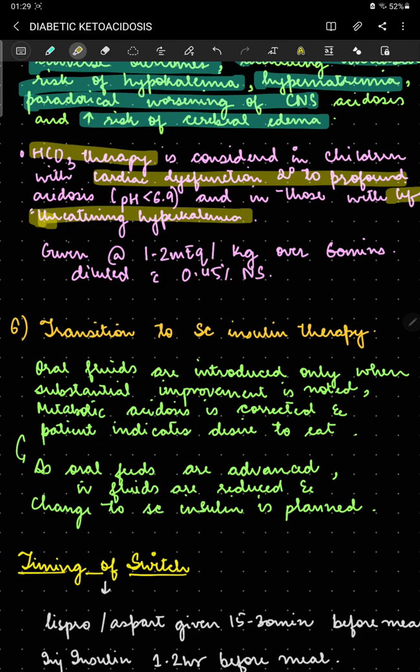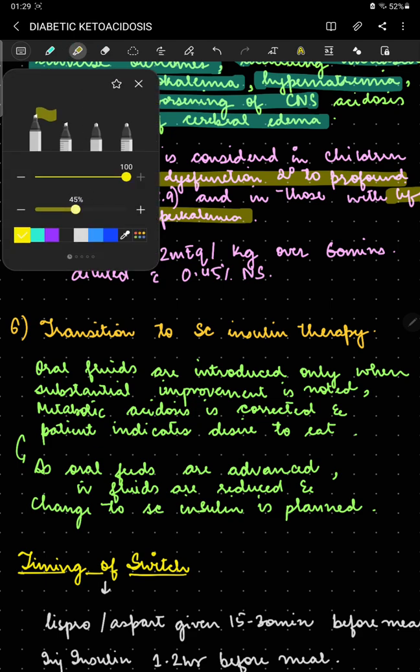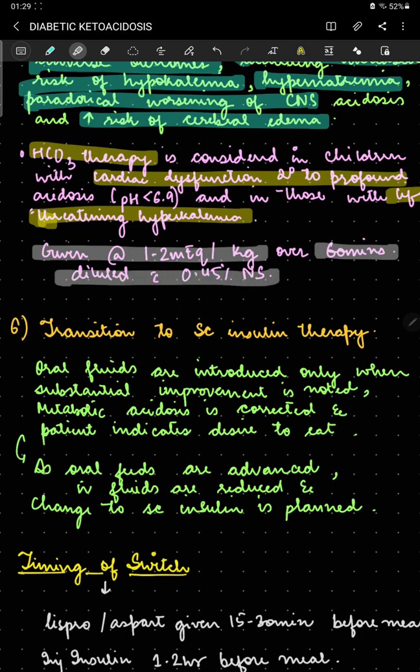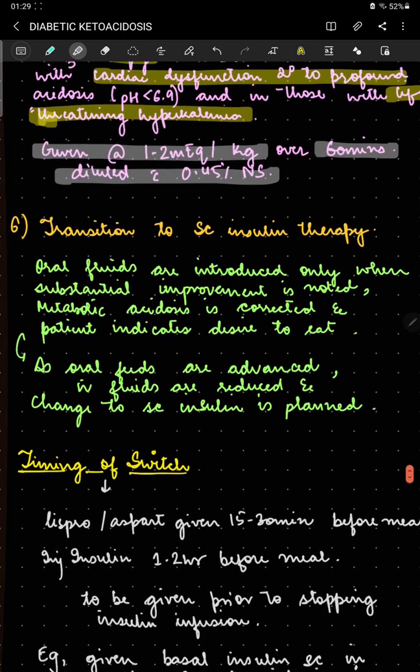You have to give bicarb at a very peculiar dose. You have to give it at 1 to 2 milligrams per kg, and it has to be given over 1 hour, and this bicarb is diluted with 0.45% NS.